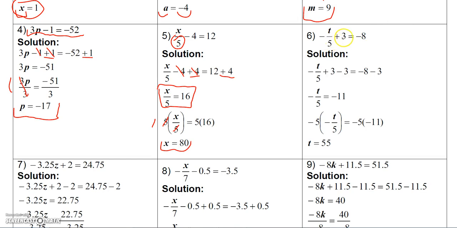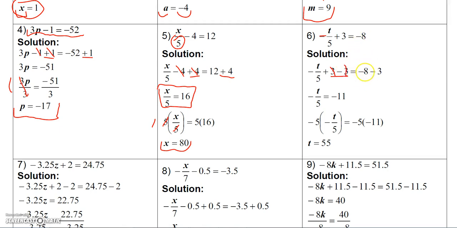Okay, so here's another one. I need to subtract 3 from both sides to get rid of the 3. This time the denominator is 5 again, but notice I have a negative fraction. So the two steps I'm going to have to do here are to subtract 3 from both sides, then multiply both sides by negative 5.